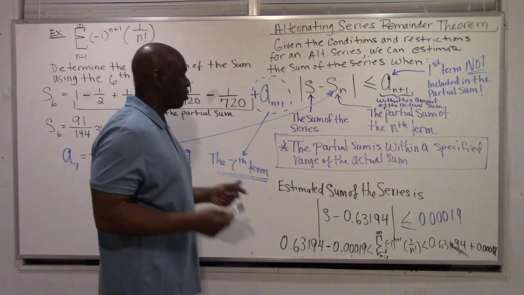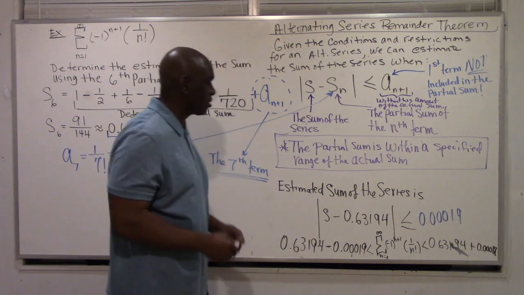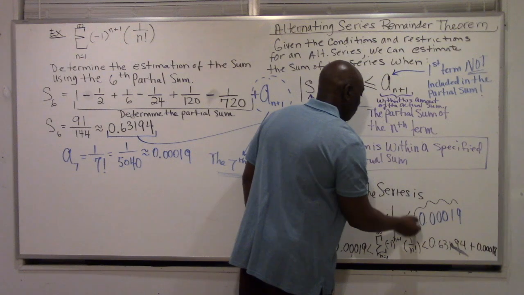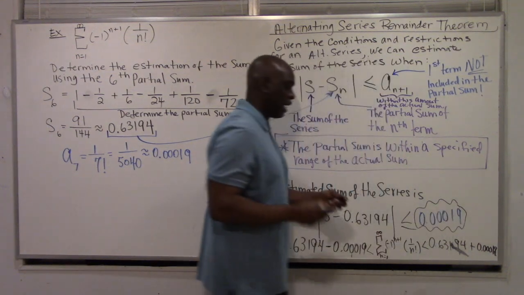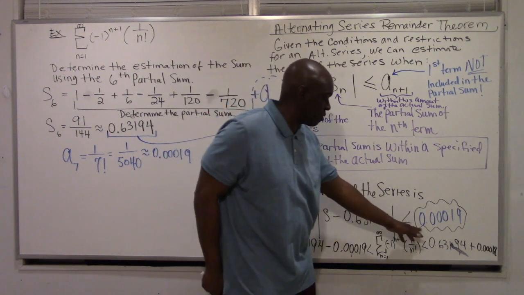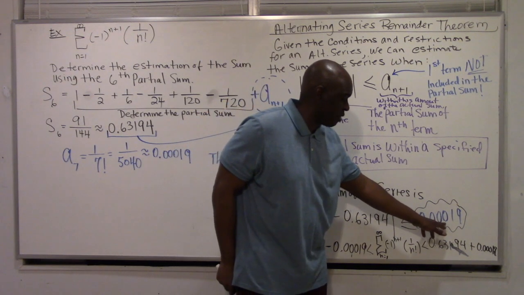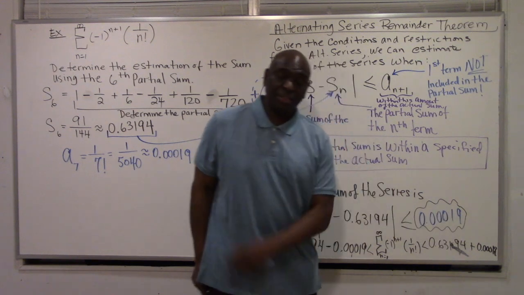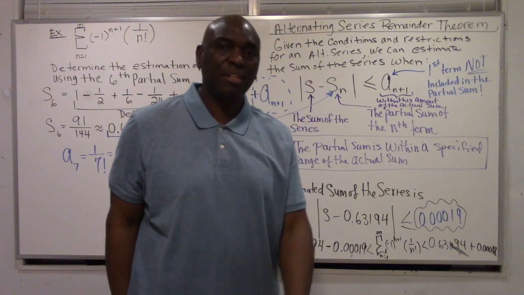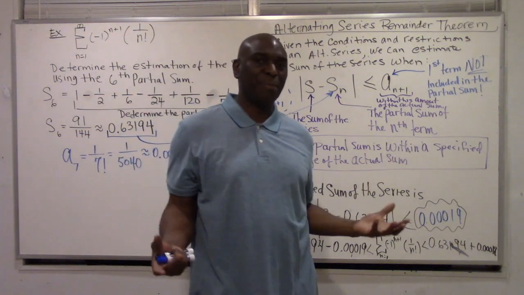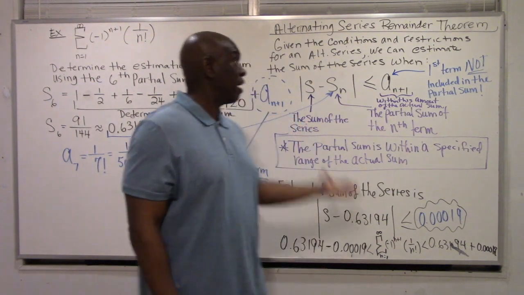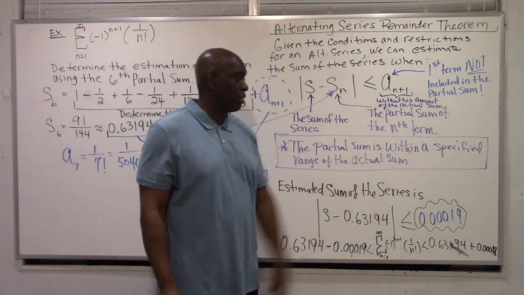All right? So using the sixth partial sum in this case, it puts us within this amount of the actual sum. And how do you read this? Let me see. Tens, hundreds, thousands, 10,000, 100,000s. That puts us within 19 hundred thousandths of the actual sum of the entire series. And that is the alternating series remainder theorem.